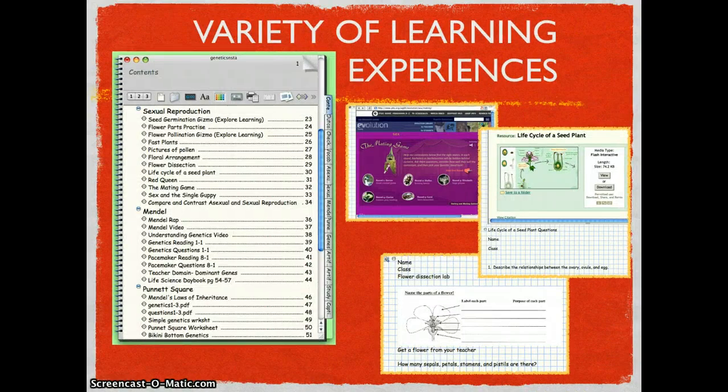As mentioned before, the notebook is a great way to collect a variety of different learning experiences. You could put a website. The mating game is an interactive website. You could put something from Teacher's Domain, which is an excellent resource, has little video clips and interactive games. Finally, you can embed simply worksheets or lab instructions or lab manuals.